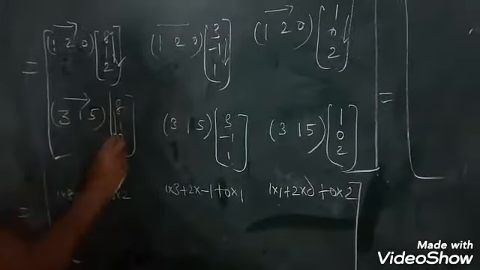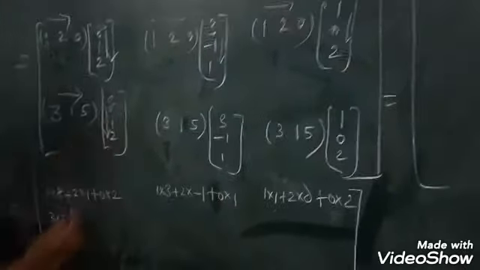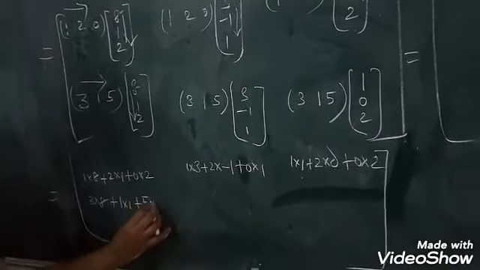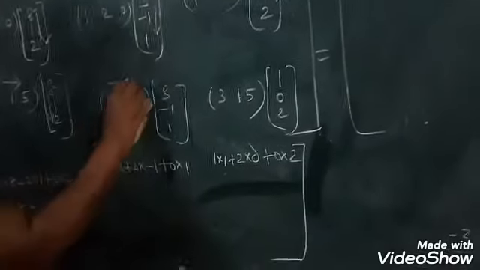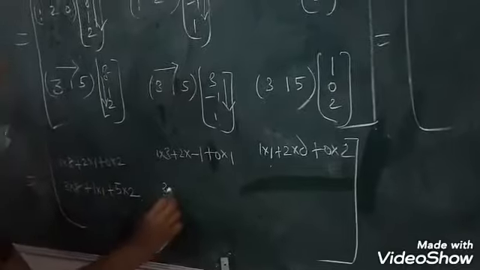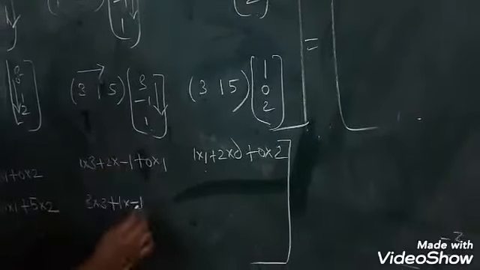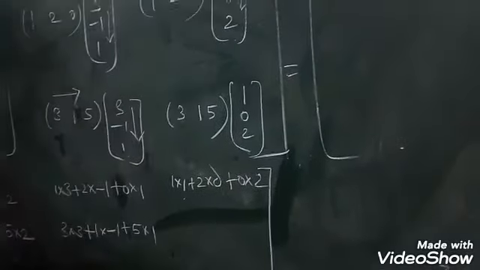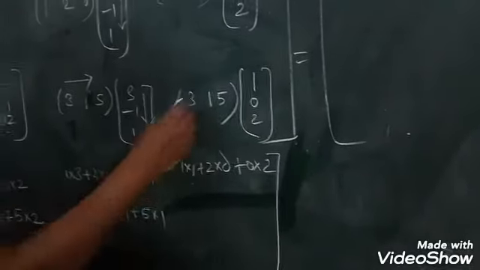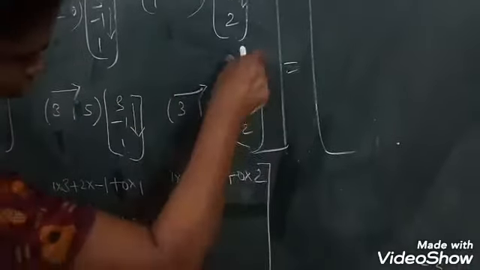Second row first column: 3 into 8. Okay, then 1 into 1 plus... because the plus sign is there, 5 into 2. Okay girls, the same way, second row second column: first element into first element, 3 into 3; here the second element plus 1 into minus 1; here the third element 5 into 1. Have you all understood? Every element should be multiplied, right? Then next, third row, second row third column.